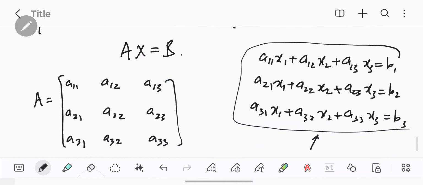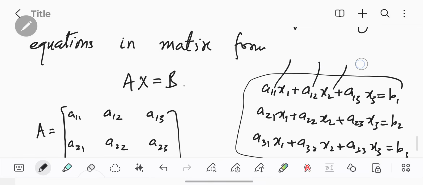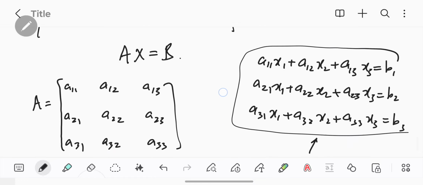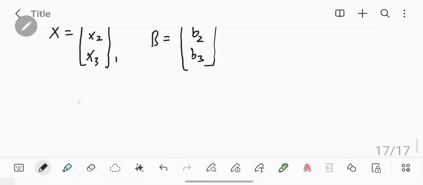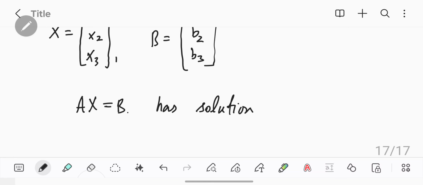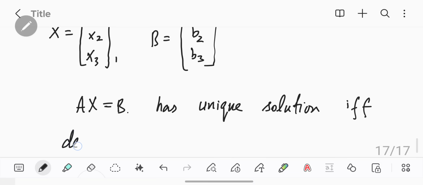If we have a lot of equations, our rows will increase. If we have a lot of variables, our columns will increase. I have only 3 variables, so we are just considering a 3 by 3 system. So our system is AX = B. This system has a unique solution if and only if the determinant of A is not equal to 0.